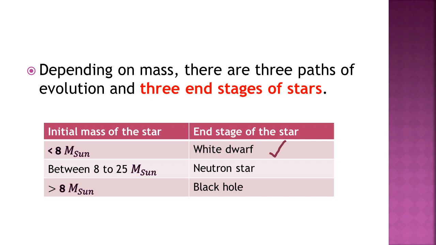Why? Because the pressure of the neutrons is independent of temperature and is capable of balancing the gravitational force forever. So the end stage is a neutron star. And next is the end stage of a star having mass larger than 25 times the mass of the sun, and the end stage of this type of star is a black hole, in which even light gets absorbed. Why? Because the gravitational attraction is very much higher in this type of end stage of the star.